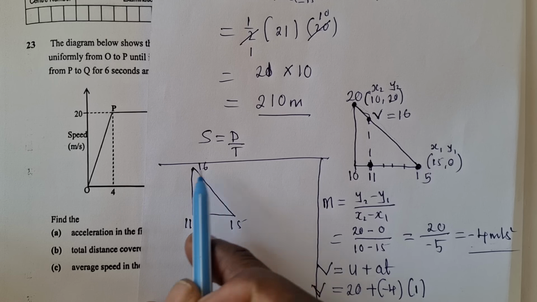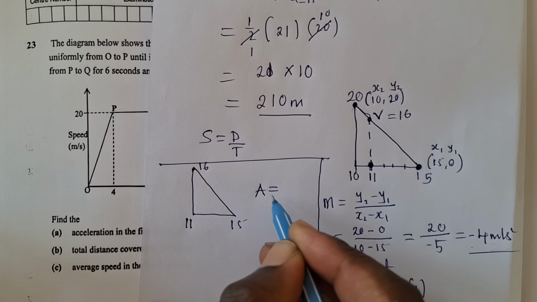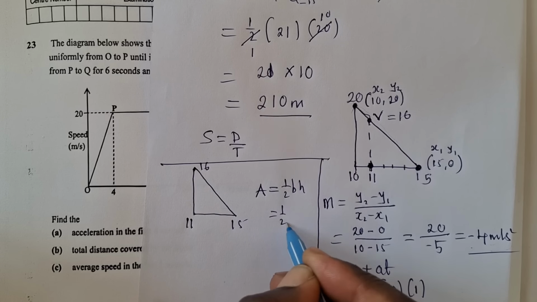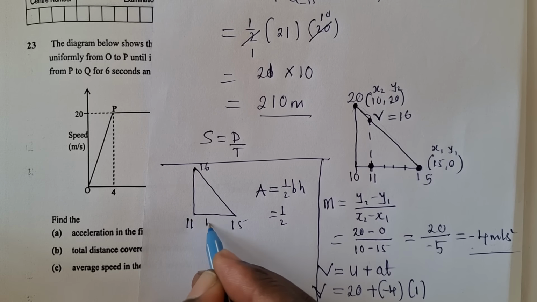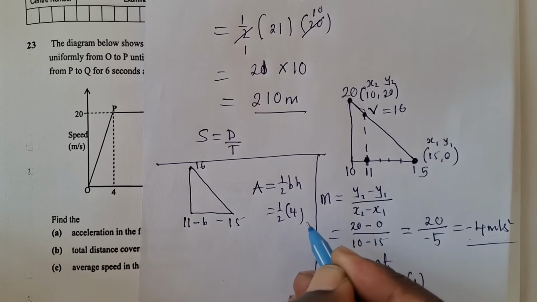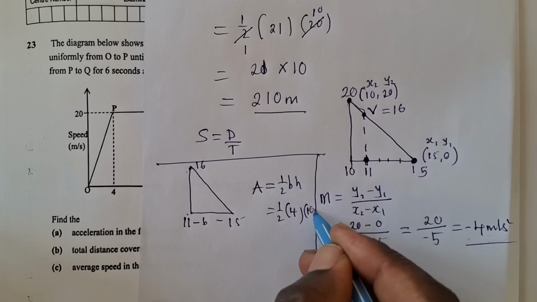So what is the distance now of this small triangle? It will be area. We know that we use area to find distance, and then it's 1 over 2 BH. What is my B? My B will be from here to here. That's a 4. And what is my H? From here to here, it's 16.